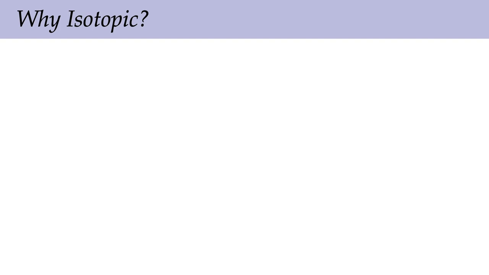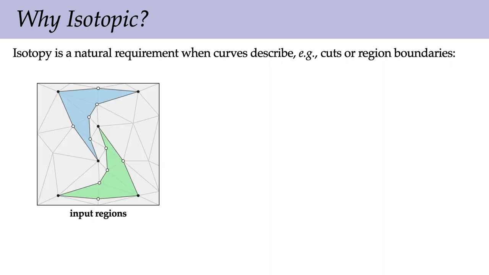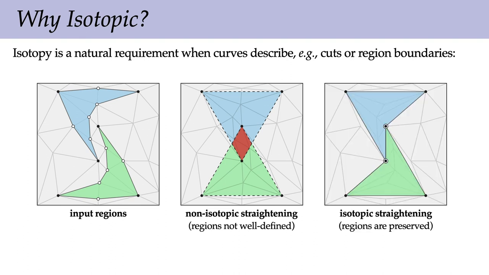This isotopy property is really important because we want to use intrinsic triangulations in the context of curves that define region boundaries. These are really important in geometry processing. And you really need this isotopy property to work with these region boundaries. Here's an example where we start out with curves that are the boundaries of two regions. And if we naively straighten each of these curves independently, then they start crossing each other, and we no longer have a decomposition of the domain into regions. Whereas if we perform isotopic straightening, then the notion of regions is preserved, and we can continue using these regions for downstream applications. So this is going to turn out to be a really important property.